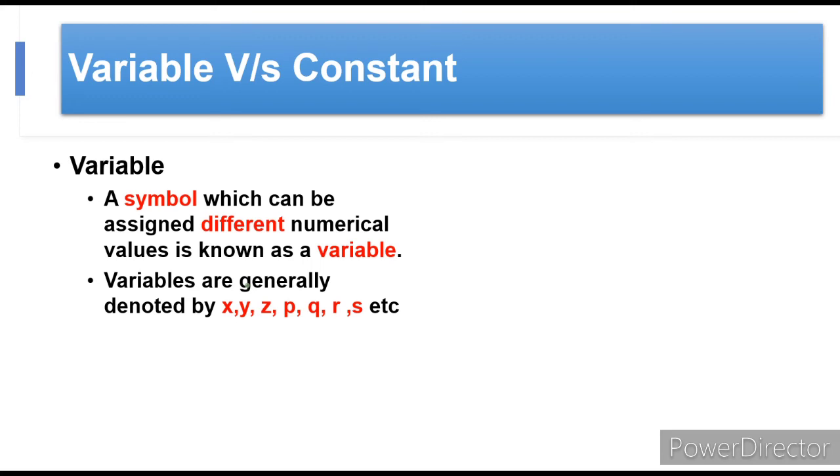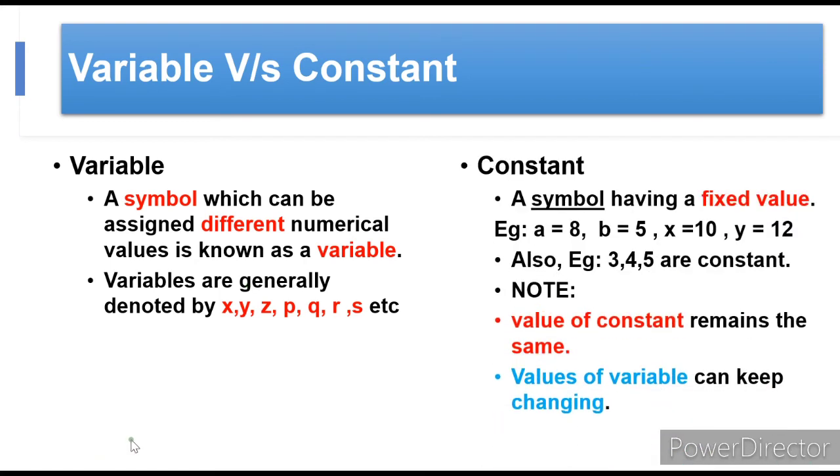Now let us talk about constant, a symbol having a fixed value. See here, in the red color it is written fixed value. For example, a equals to 8. Now this a, if we just talk about a, it is a variable. The moment we have assigned a equals to 8, that means what? In that particular sum, a equals to 8 cannot change. It is a constant throughout the sum. In the next question, a can be 6, a can be 5, a can be anything. But for that particular sum, a equals to 8 becomes a constant.